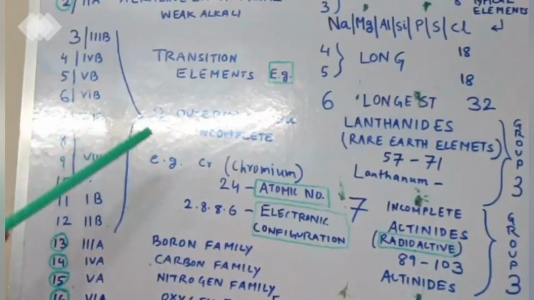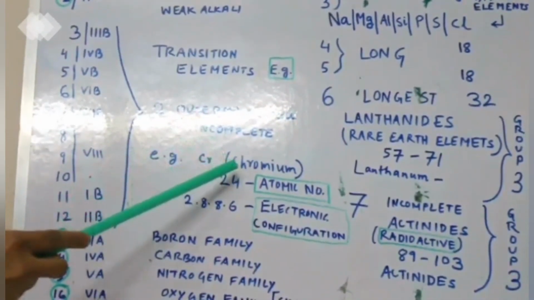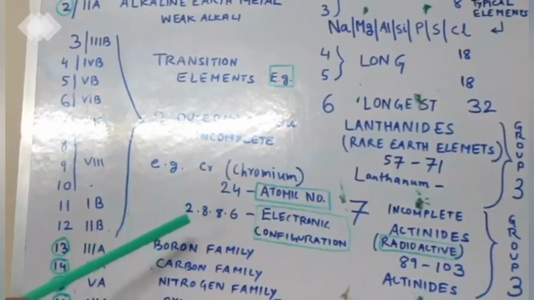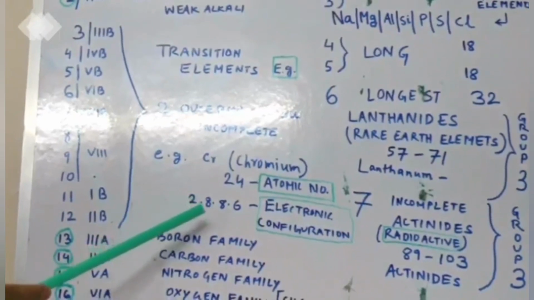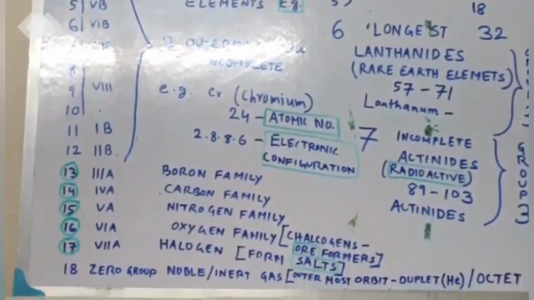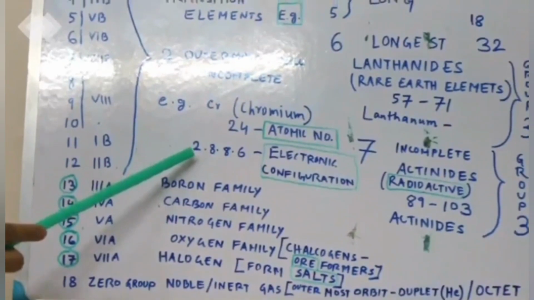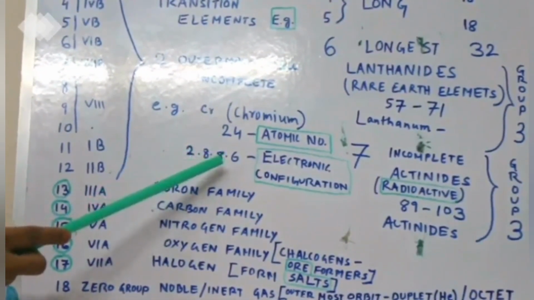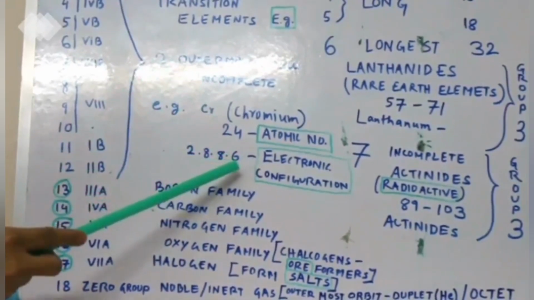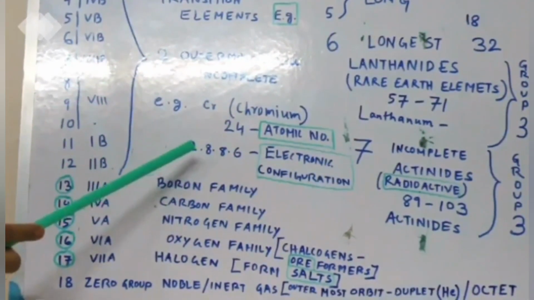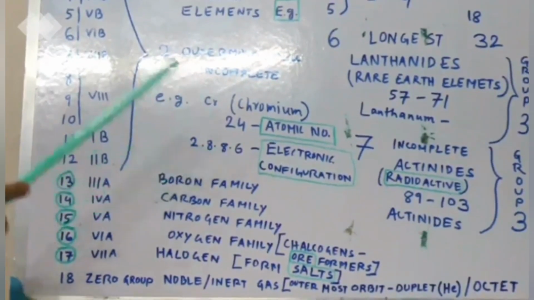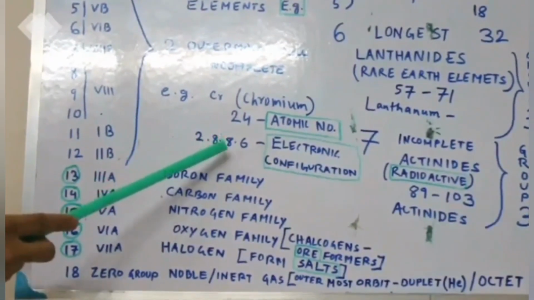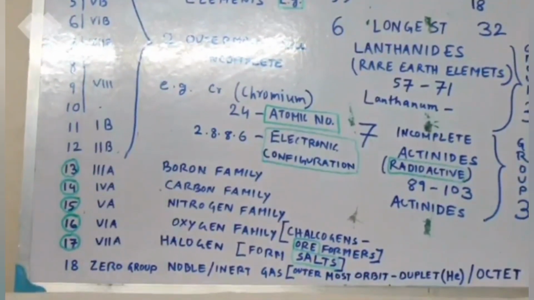For example, Cr means chromium, whose atomic number is 24. The electronic configuration of chromium is 2, 8, 8, 6. That means the first shell consists of 2 electrons, second shell 8 electrons, third shell again 8 electrons and the fourth shell 6 electrons. Now these first 2 shells, 2 and 8, are complete, whereas the third and the fourth shells consisting of 8 and 6 electrons are incomplete.